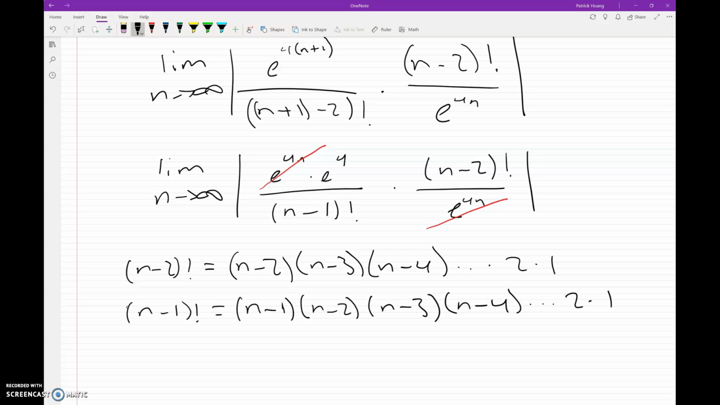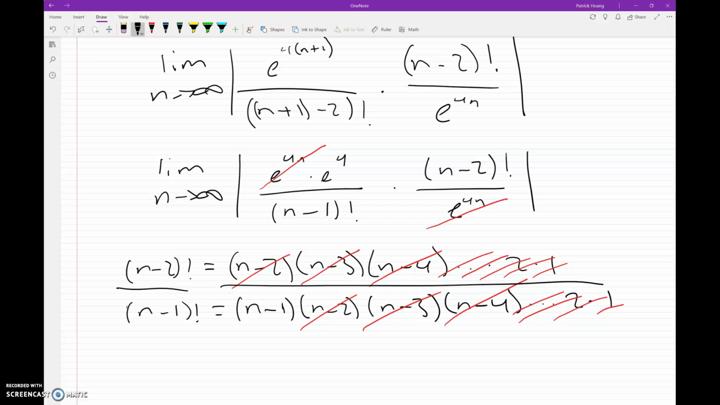So if n minus 2 factorial is in the numerator and n minus 1 factorial is in the denominator, what would cancel if you were to divide them? Well, there's an n minus 2 over here, n minus 3, n minus 4, and n minus 2, n minus 3, n minus 4 here, and everything would be canceled out. But the only thing that remains, if we divide both of these, would be this extra n minus 1.